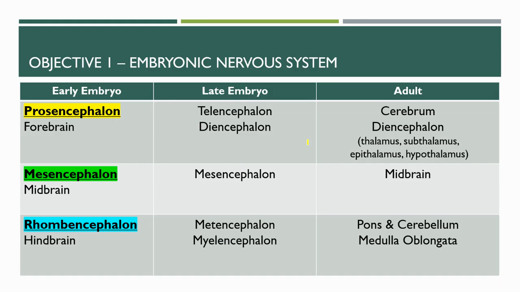All right, here's another way to break it down into all one big picture. So you have your early embryo, your 3 primary vesicles, you have the later embryo, the 5 vesicles, and then you have what those parts form in the adult.